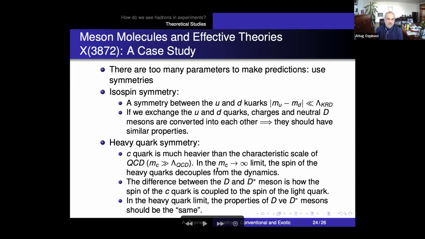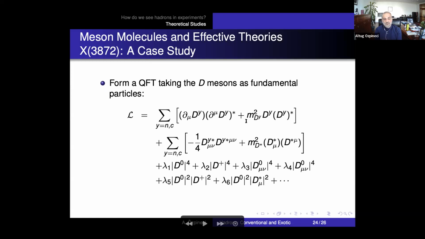But if you are looking at strong interactions, if you are studying processes that go through strong interactions, the electromagnetic interactions are very small. So electromagnetic interactions are basically a very small symmetry breaking phenomenon. So QCD doesn't really distinguish between an up quark and a down quark, except through its mass, and their masses are almost identical. And in fact, they're almost massless. So exchanging a U and a D quark makes a neutral D meson a charged D meson, which basically tells us that, for example, these mass terms for the neutral and the charged D meson should be the same. You get some similar relationships for the interaction terms that lower your parameters.